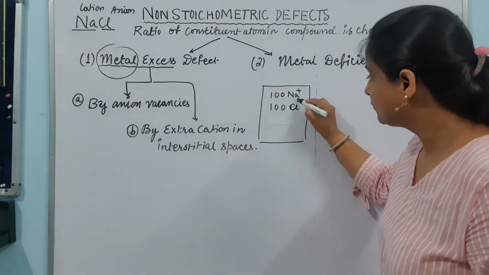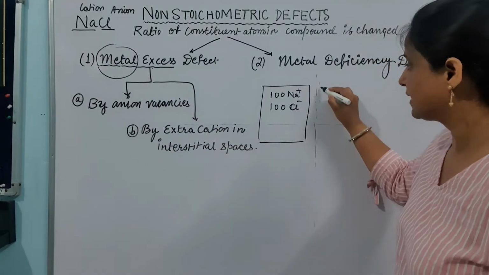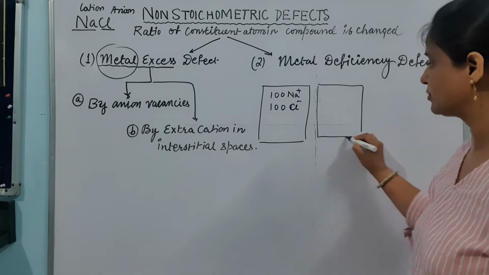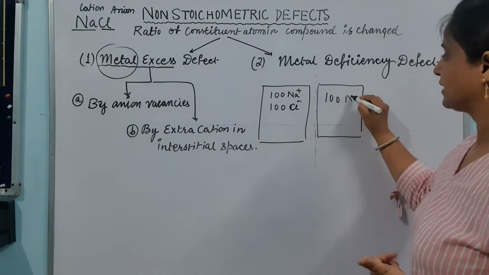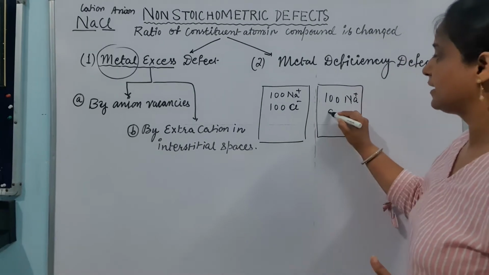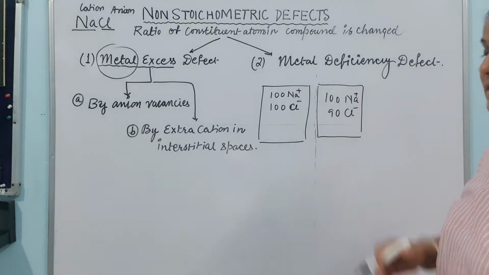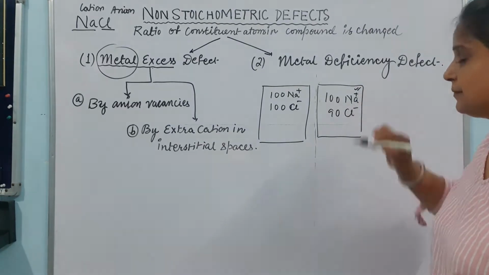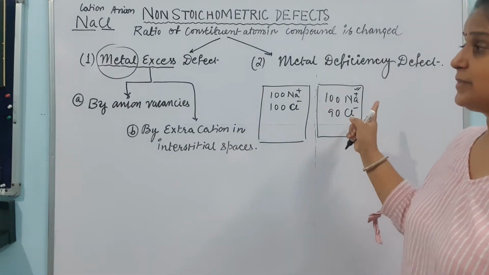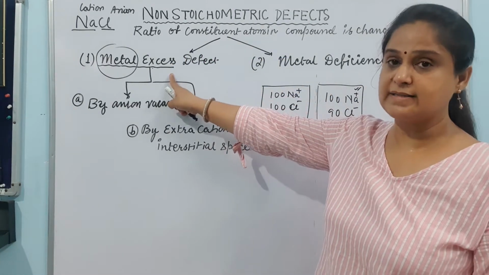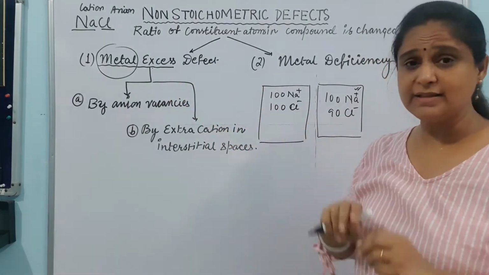I am going to remove some anions from it. Suppose I remove 10 anions, then how many anions remain? The cations I am not touching, so it is 100. And how many anions are there? Cl minus are 90 in number. So what is in excess now? Sodium ion. That is how it becomes metal excess defect. This is one way.